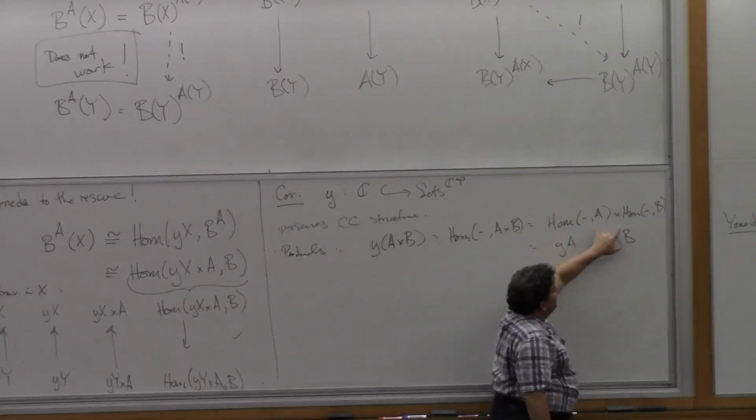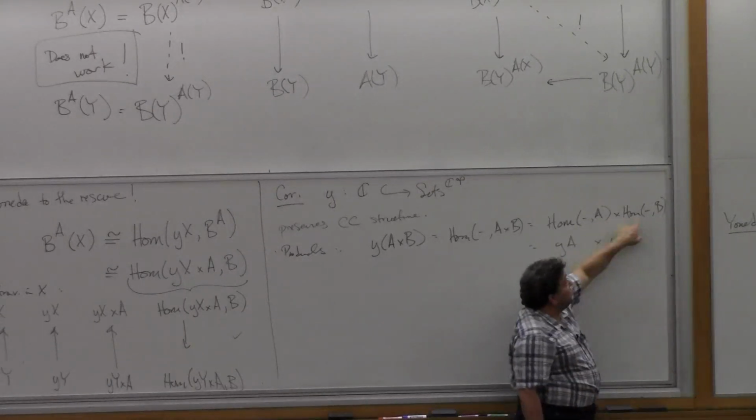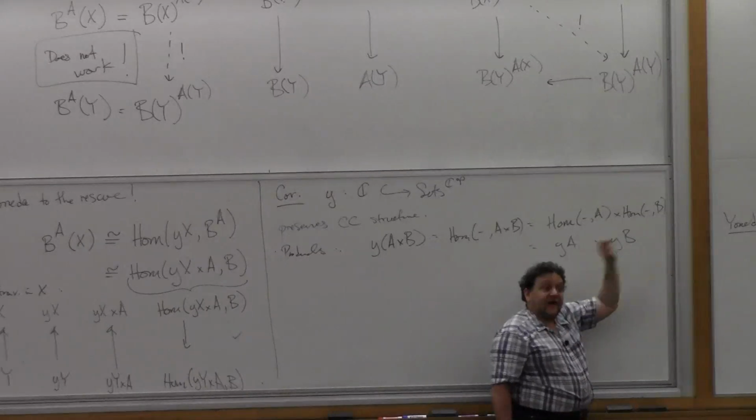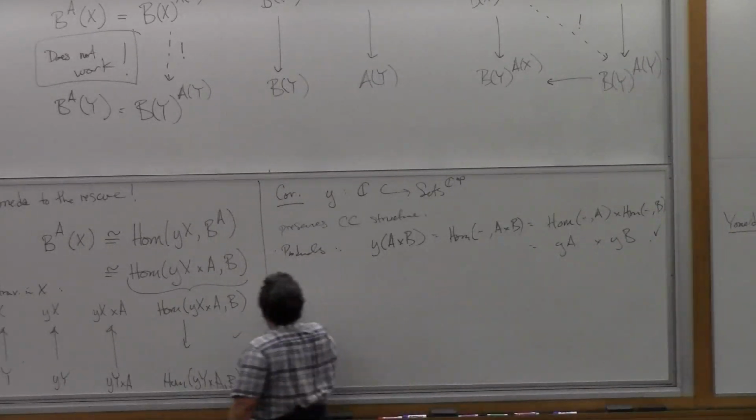Because we know that these are taken pointwise, we just checked that the product of two functors is just the pointwise product of the values. So that's what we've got here. So that's good. And now what about exponentials?